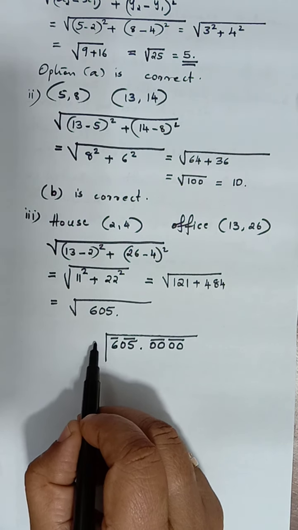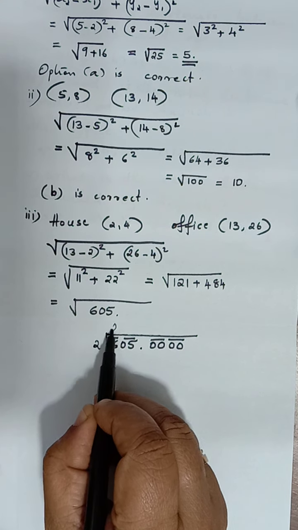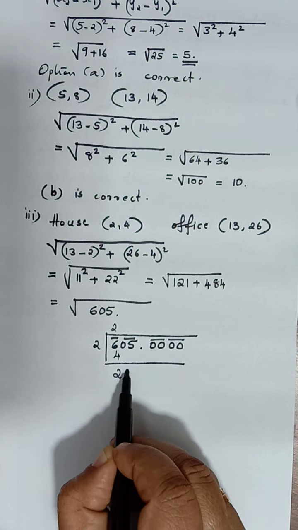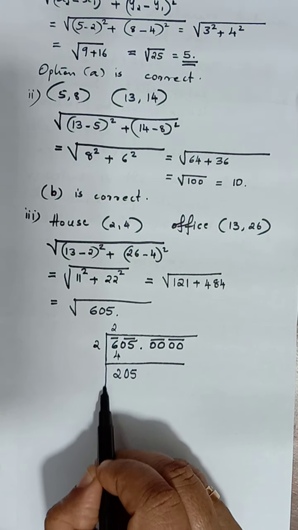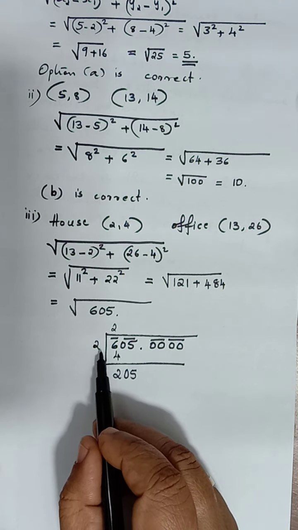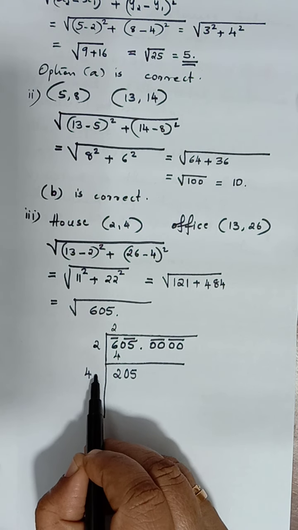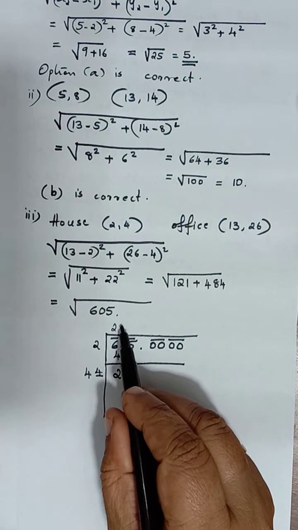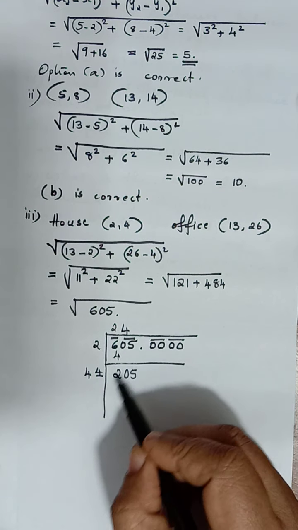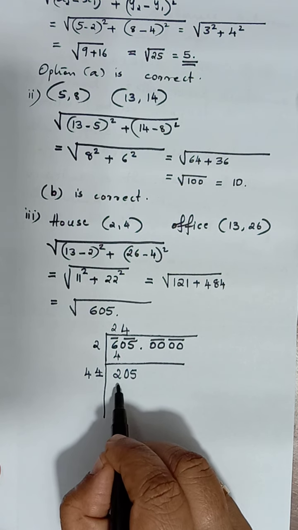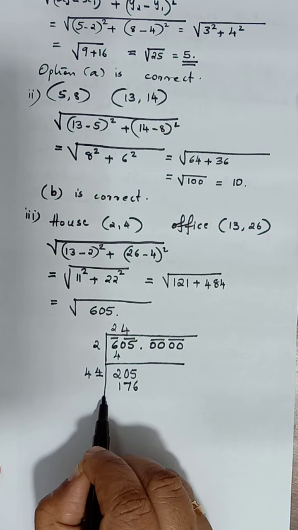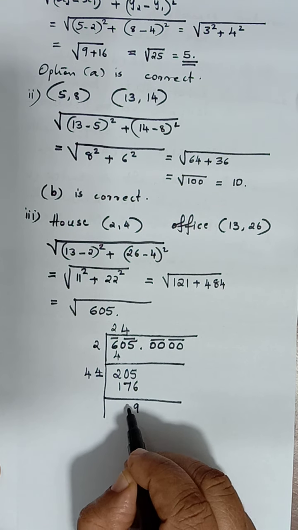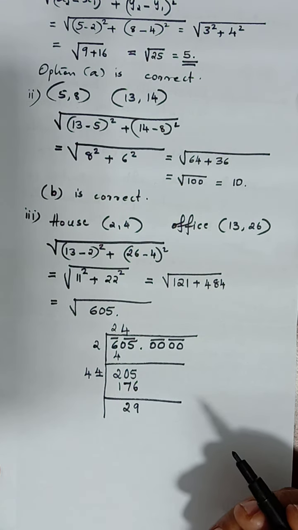Under 6 we have a square number, 2 2s are 4. Subtract it, now we are getting 2. Bring down 05, so the number becomes 205. 2's double, 2 into 2 is 4. Choose the next number. I think 4 is better. 44 into 4, we have to take 176. Now subtract, we get 29. Here it is 2. Okay, children.